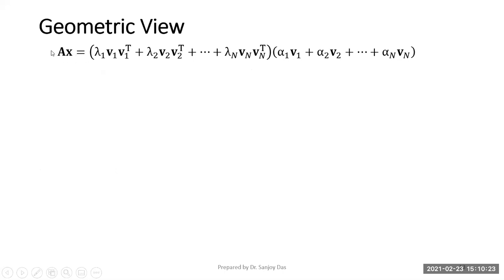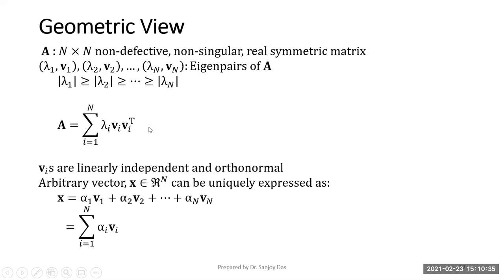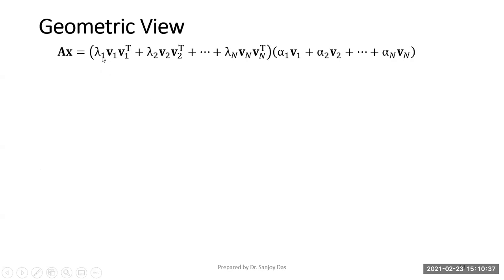Now A, we know that A equals summation lambda i vi vi transpose. We saw that, right? So the matrix A is equal to lambda 1 v1 v1 transpose plus lambda 2 v2 v2 transpose until lambda n vn vn transpose. Now let's do the multiplication.